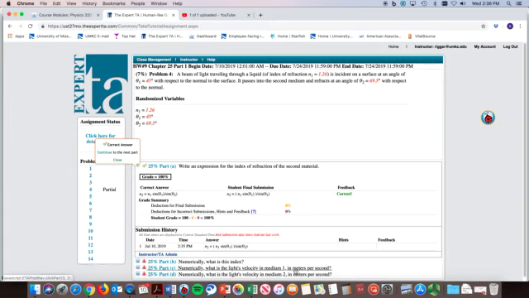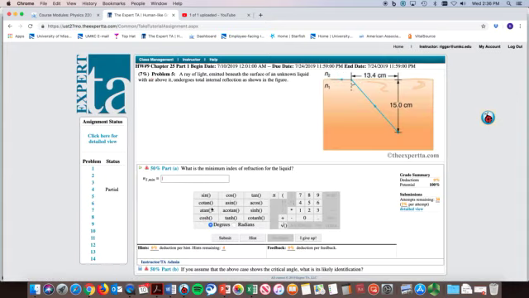Then numerically, what is the light's velocity in medium 2 in meters per second? Oh, this is kind of interesting. Since we know the indexes of refraction, we can find those. That's not hard. All right, here we go. Internal reflection. We looked at some problems, and we'll stop here, and then we'll start with internal reflection.